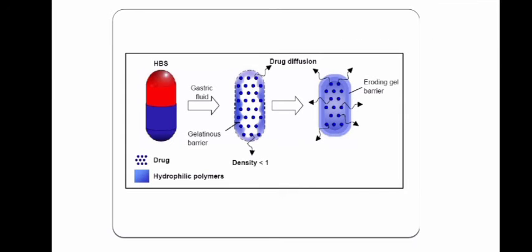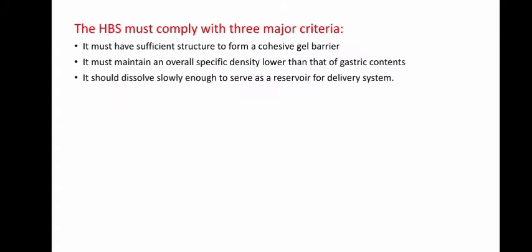So, as we see in the diagram, when the dosage form comes in contact with gastric fluid, the hydrocolloid layer hydrates and therefore there is drug diffusion in the stomach. This drug diffusion is because of the erosion of gel barrier.